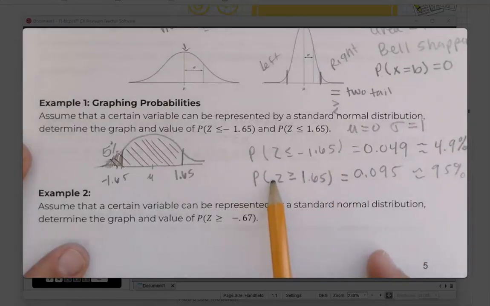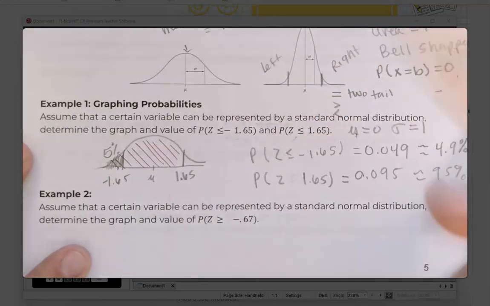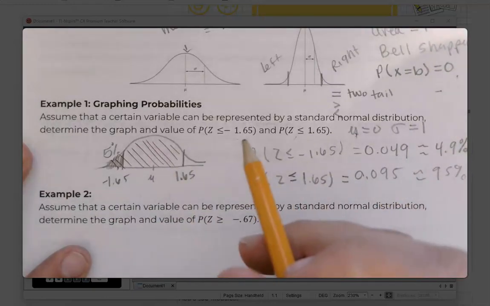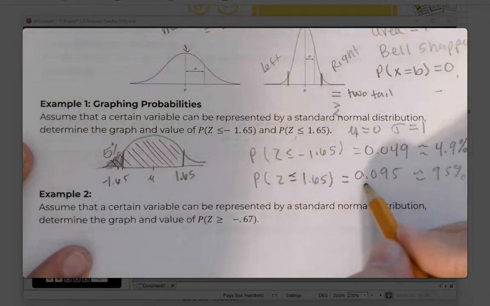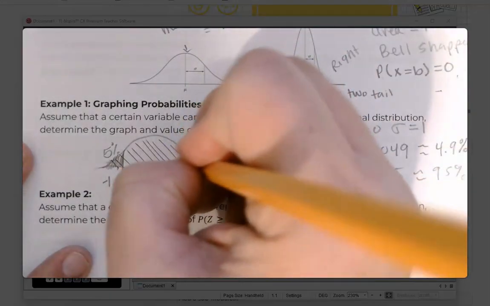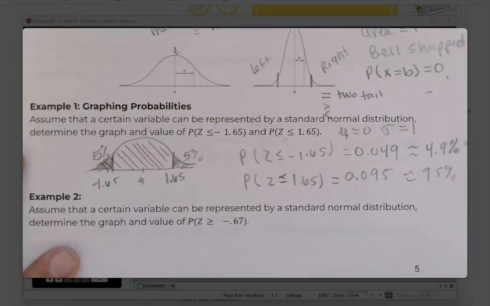Oh, it's not, because it wants P to be... oh, I just wrote it wrong. Goodness gracious. Now, what's cool is that because it's symmetrical and they're both 1.65 away, I could have skipped doing that second part and said that this part is also 0.049 or 5%.